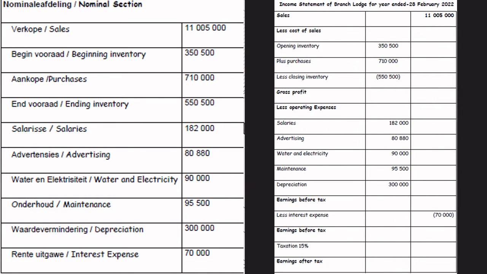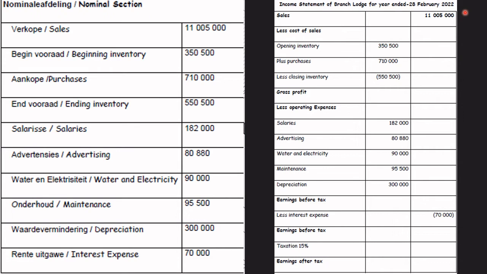In step 2 of getting started, you would copy the information from the nominal section to your table that you created. Always use a very clear heading stating that this is the income statement for this business, in our case Branch Lodge, for the year end, and in this instance the year end of 28 February 2022.